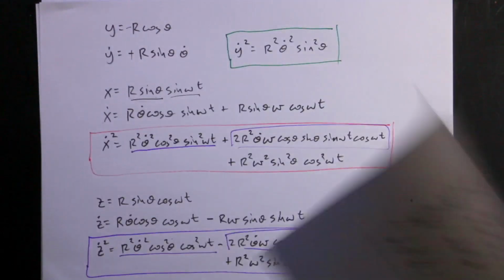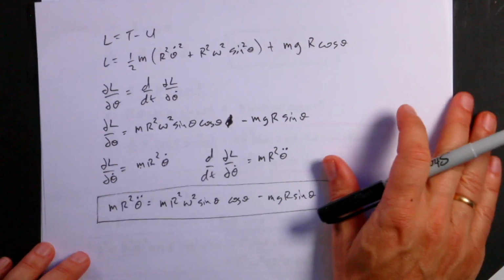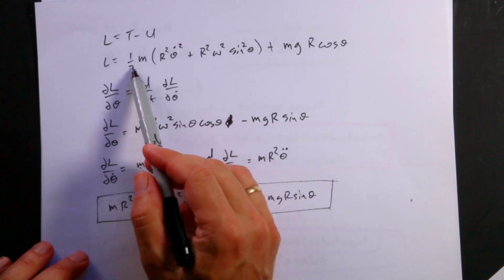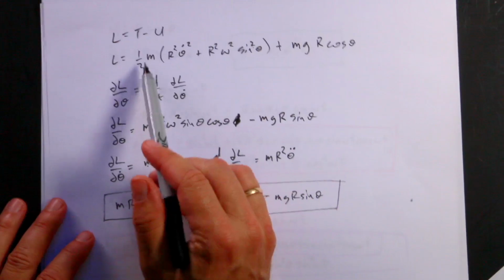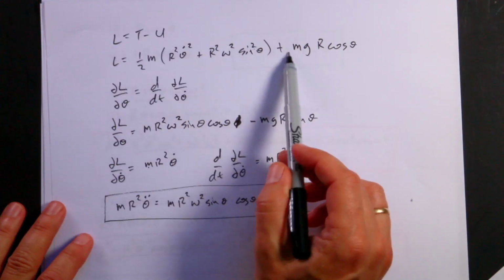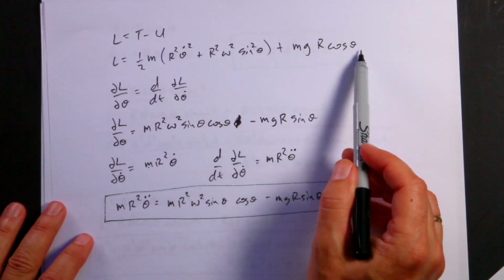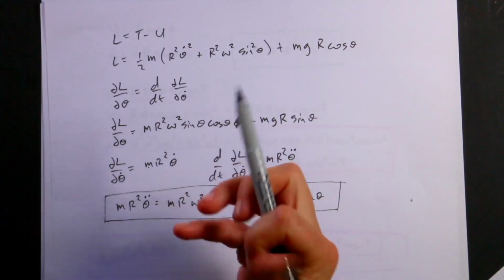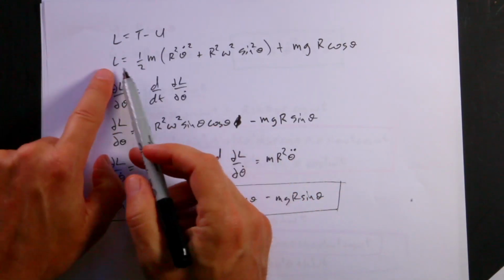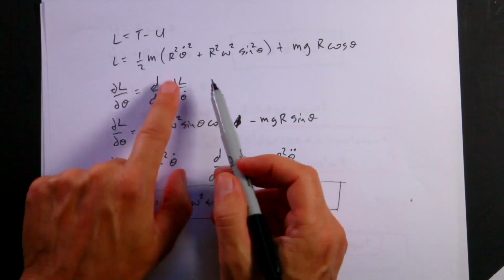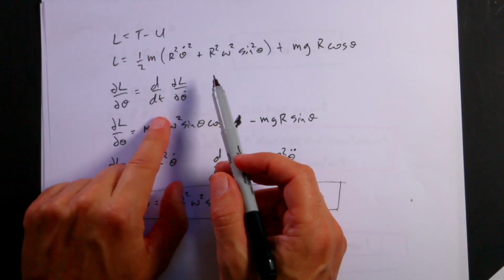And then I can use the Euler-Lagrange equation. Then I can get my Lagrangian right here. So it's the kinetic energy, T, so it's 1/2 m times all that, minus the potential, which is going to be plus mgr cosine theta. Now, the Euler-Lagrange equation says I need to take the partial of L with respect to theta, and then the partial of L with respect to theta dot, and take the derivative with respect to time.